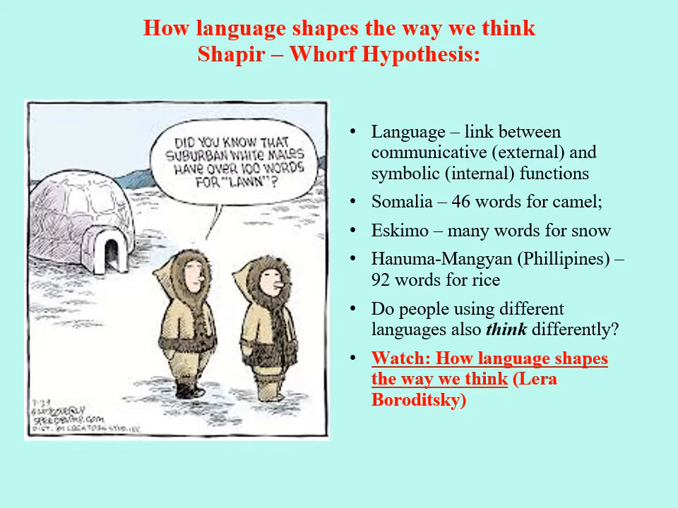The Eskimo have many different words for snow because that's important in their culture. The Hanuman Mangyan culture in the Philippines apparently have 92 different words for rice. So when you have different words, you have a different representation of reality. The words you use can determine the way you map and understand reality. This is sometimes called the Sapir-Whorf hypothesis because it was proposed by these two researchers based on their study of different languages.